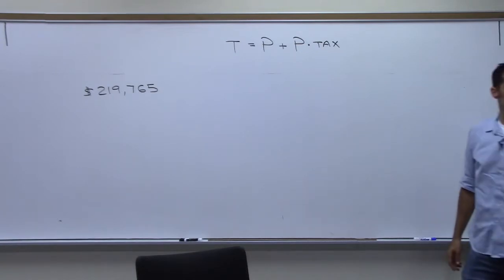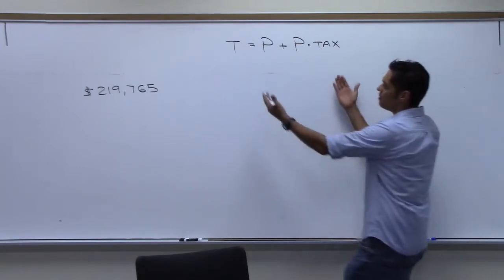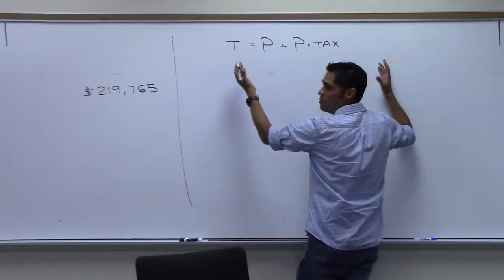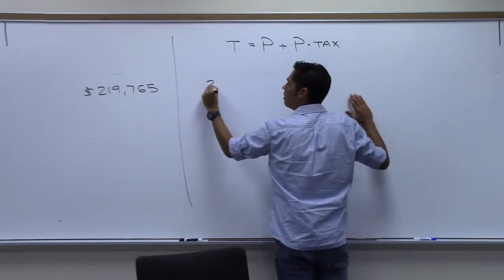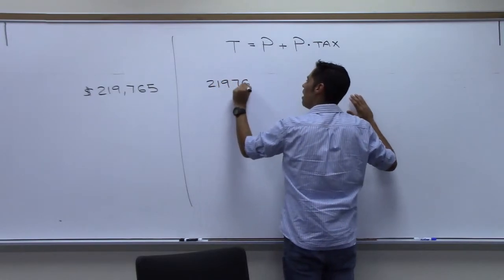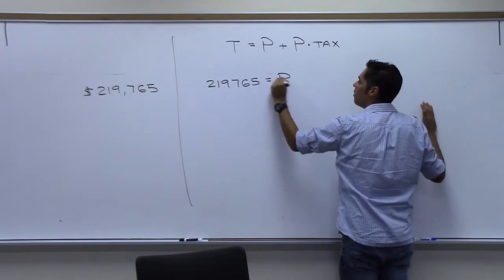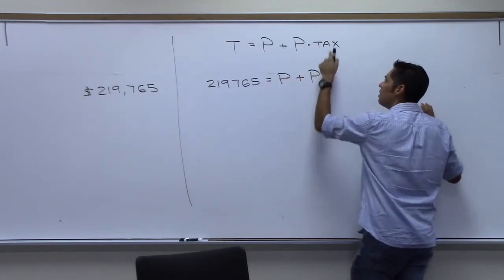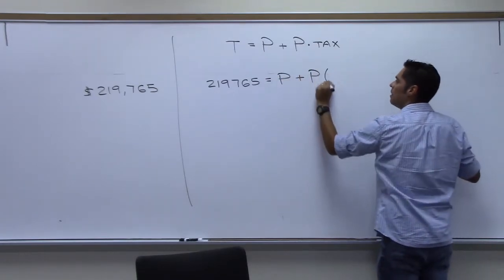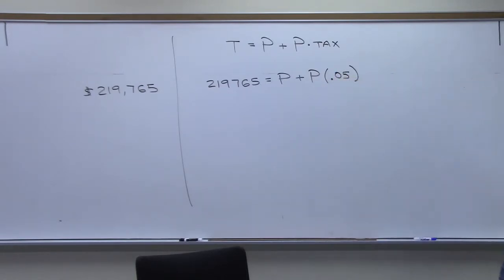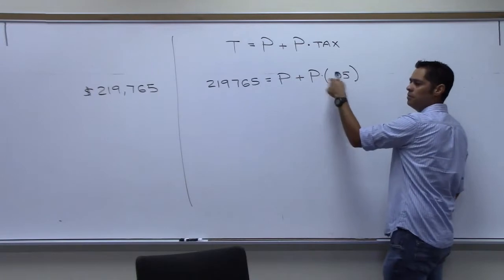The tax is 5%. So what I'd like to do is rewrite this equation right here, replacing everything that I know goes in here with the values. So T is 219,765. Do I know what P is? No, that's what I want to know though, right? P plus P, and then do I know the tax rate? 5%, I can write that as 0.05. That all right with you? That's multiplication here.